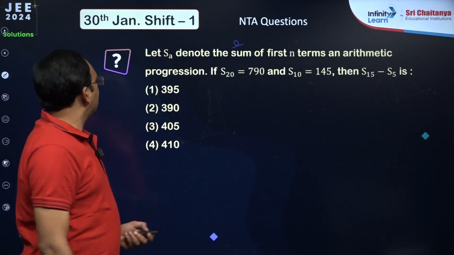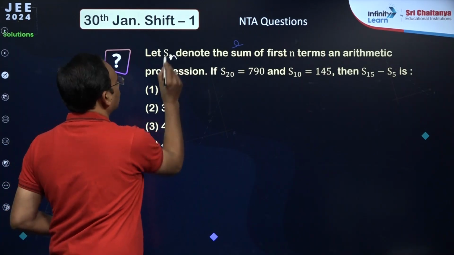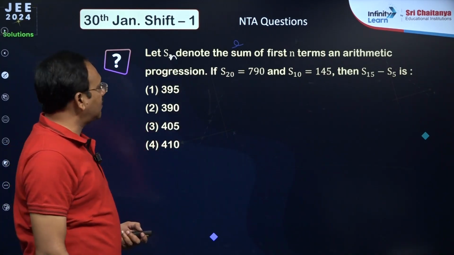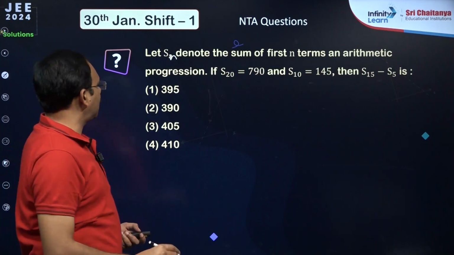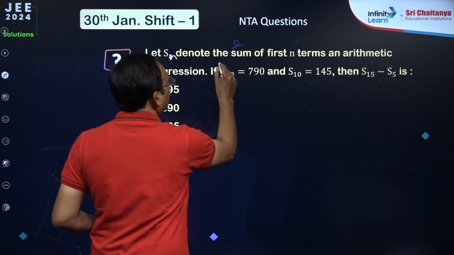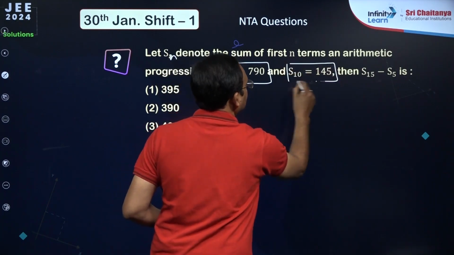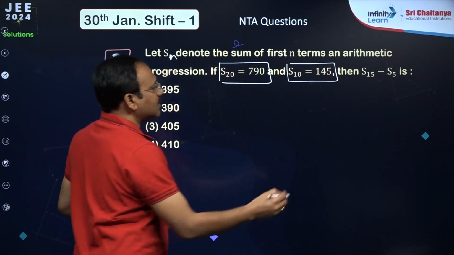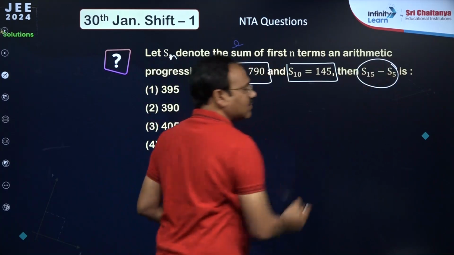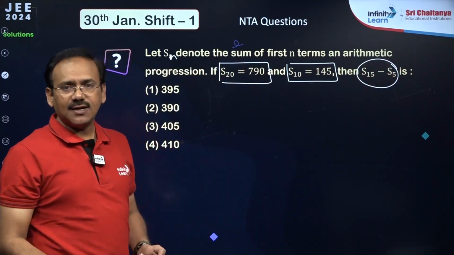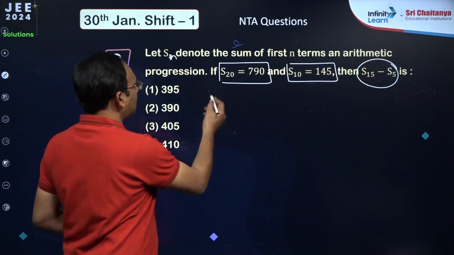Second question. You see, let Sn denote the sum of first n natural numbers of an arithmetic progression where S20 is 790, S10 is equal to 145. I just want S15 minus S5. So just take the standard notation related to arithmetic progression.